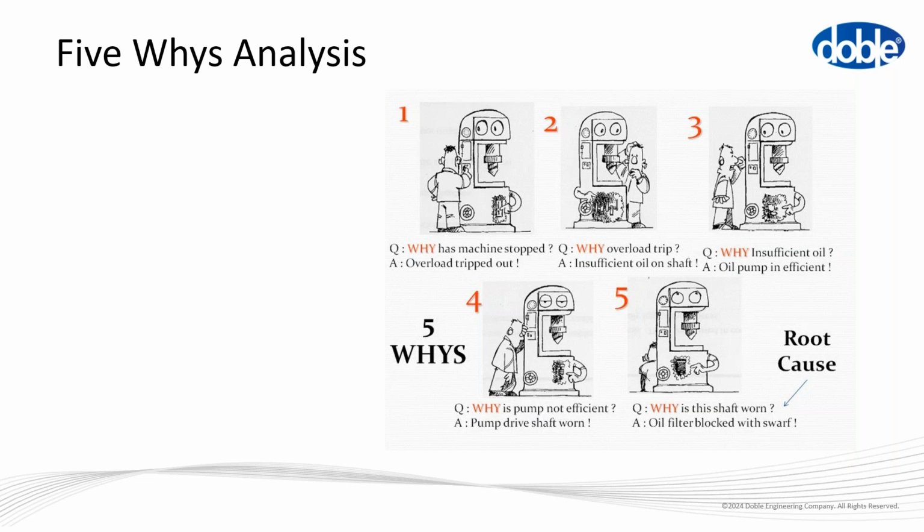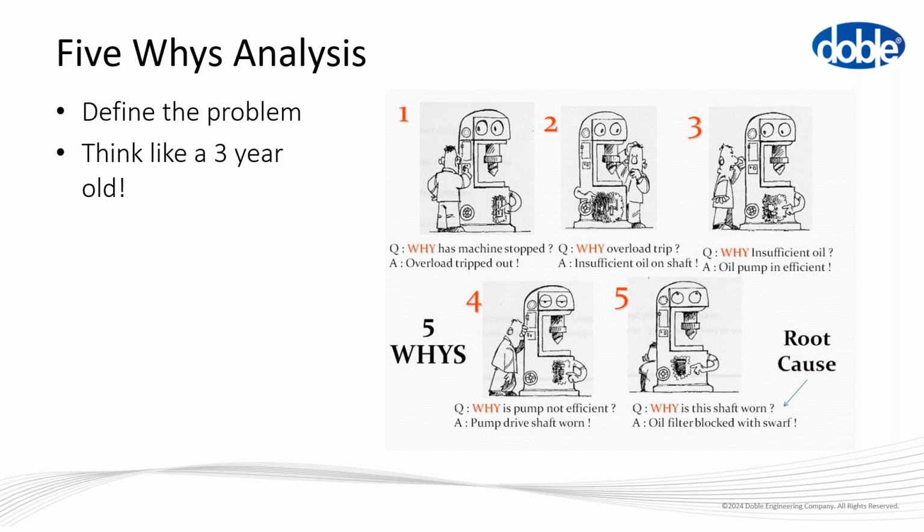So the 5 whys analysis is quite a common one. You might have heard of this one before. It's pretty simple. So you define the problem and you think like a 3-year-old. Anybody who's got kids of a certain age will know that every time you give them an explanation, they're immediately going to ask why. So in this instance, with the little cartoon here, it's why did the machine stop? Well, it tripped out. Why did it trip out? There wasn't enough oil on the shaft.